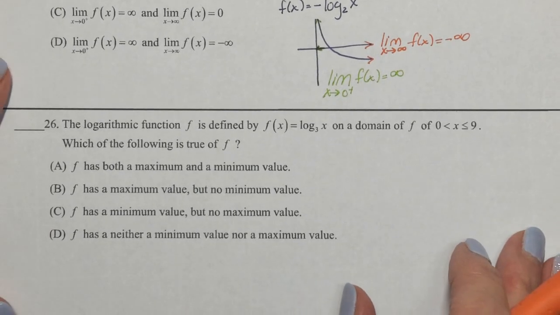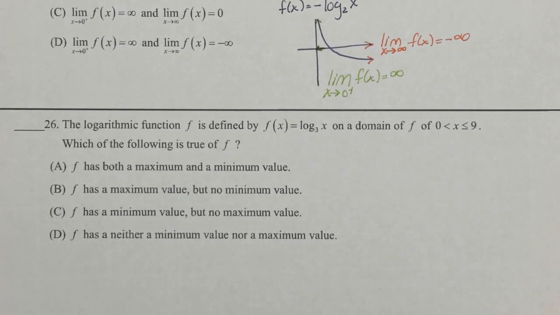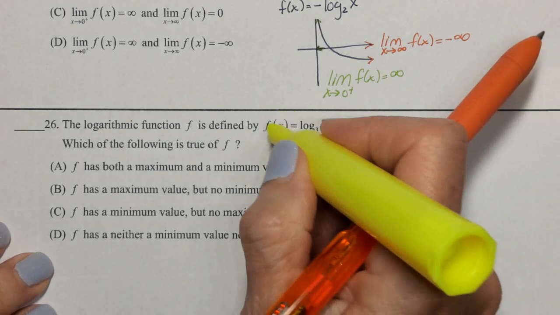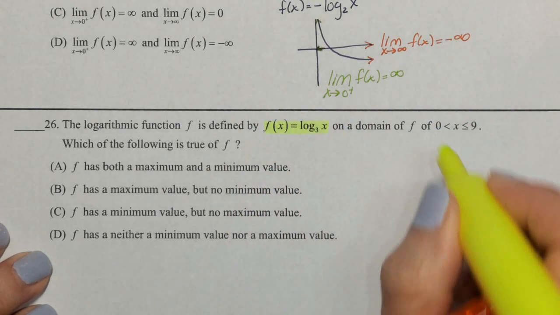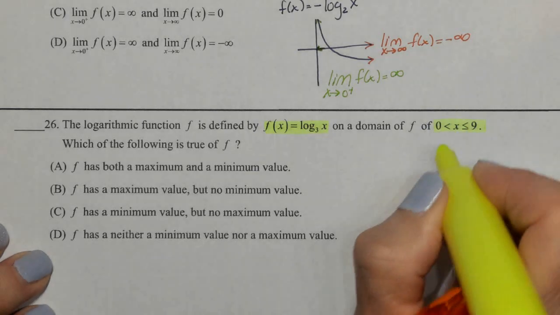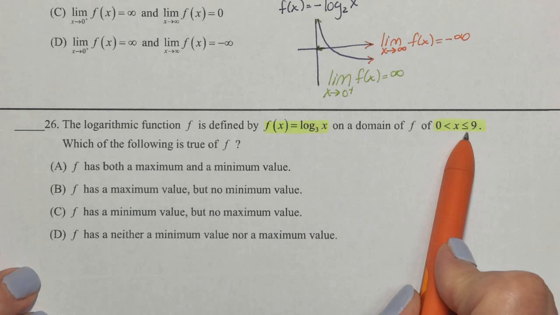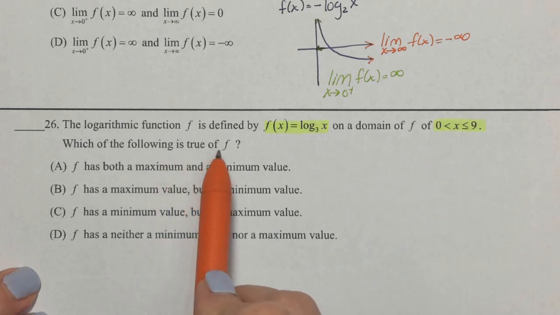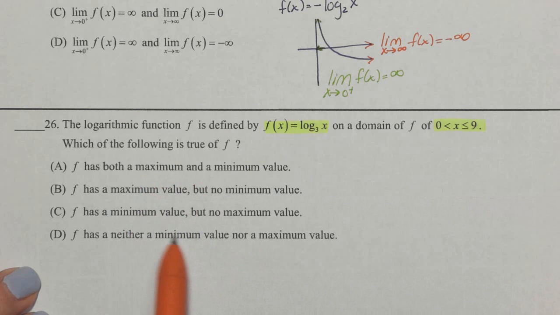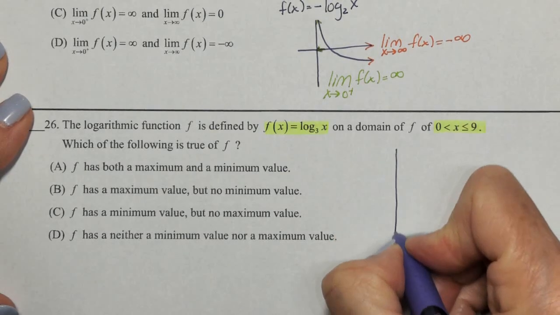The log function f is defined by log base 3 of x on a domain of 0 to 9, not including 0, but yes including 9. Which of the following is true? And the answer choices talk about mins and maxes. And I don't see the word local or relative, so they're talking about absolute mins and maxes. So let's graph this guy.